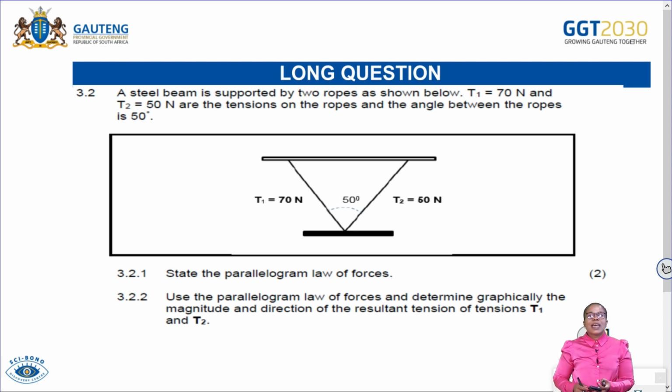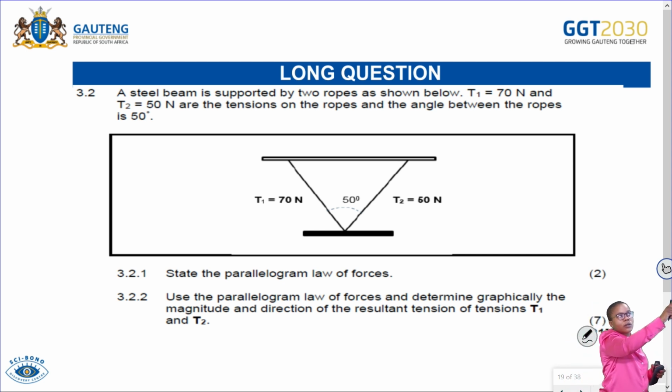3.2. A steel beam is supported by two ropes as shown below, which is your T1, which is equal to 70 newtons, and T2 as 50 newtons. Okay? And these are the tensions on the ropes, and the angle between the ropes is 50 degrees. Yeah, that is the angle between the two ropes. Before we even get into the question, let's look at the diagrammatic representation. So you've got your T1 having a magnitude of 70 newtons. You've got your T2 having a magnitude of 50 newtons. Okay, they are separated by an angle of 50 degrees.